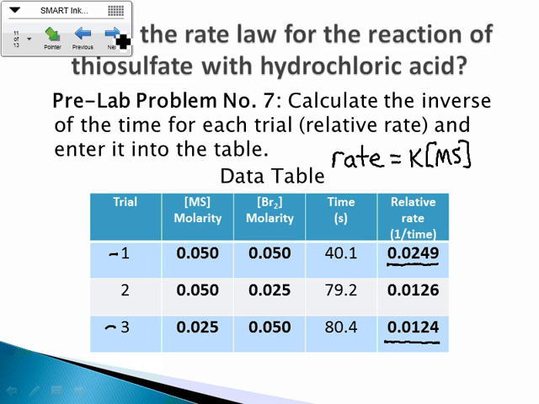Because it's first order with respect to MS. And then if you look at the Br2, that one we'd probably want to look at experiment 2 and experiment 1. Yeah, I almost said 3. So 1 and 2 is what we want to look at here. It goes from 0.025 to 0.050. And basically the exact same thing happens, right? It goes from 0.0126 to 0.0249. So you double the concentration, the rate doubles again. So this is also a first order.